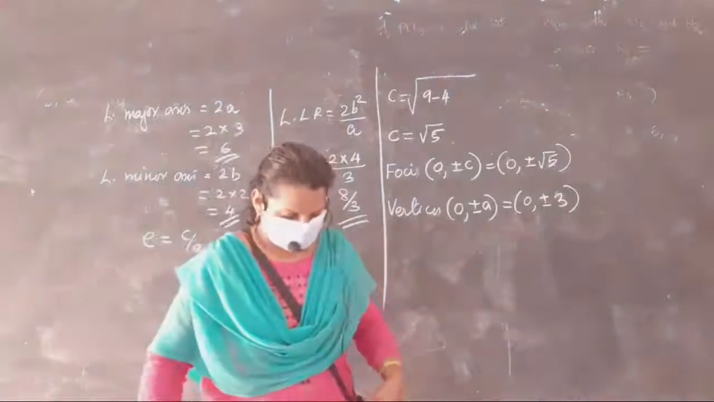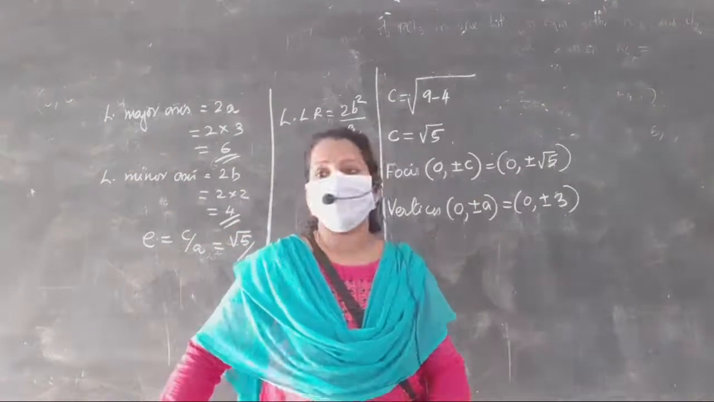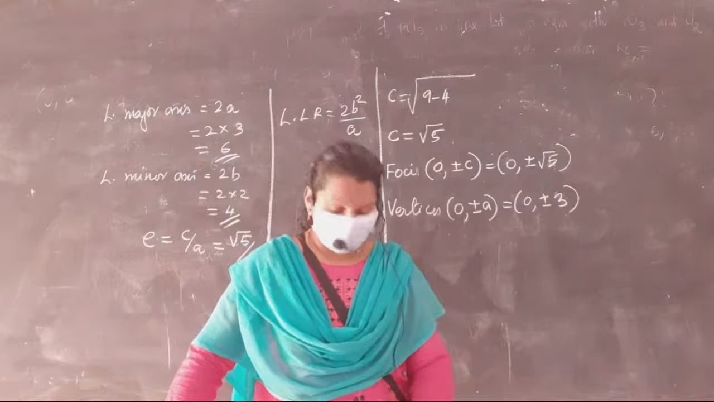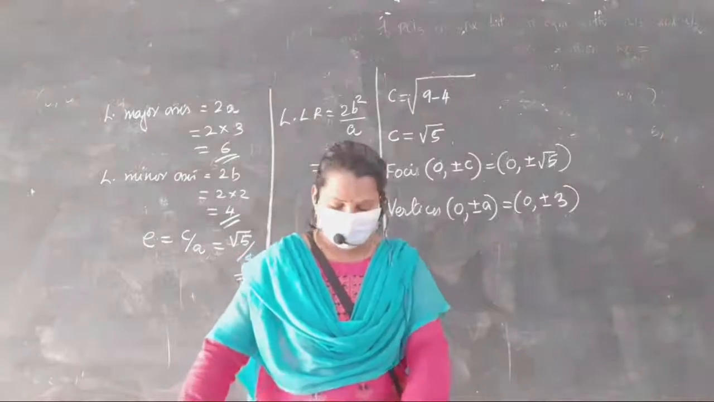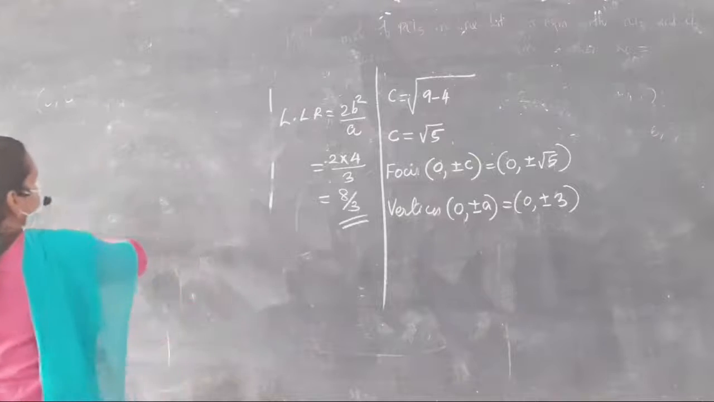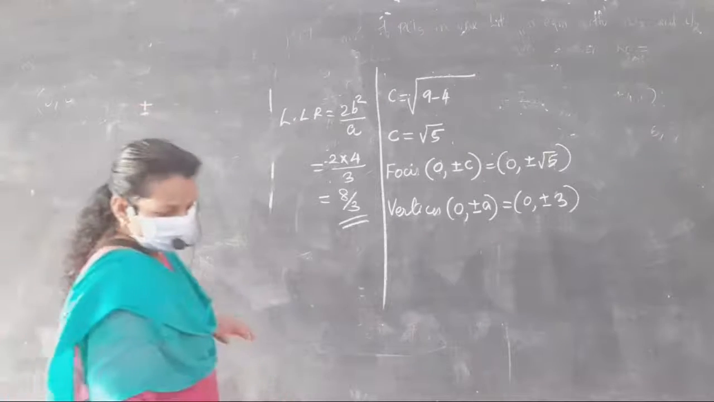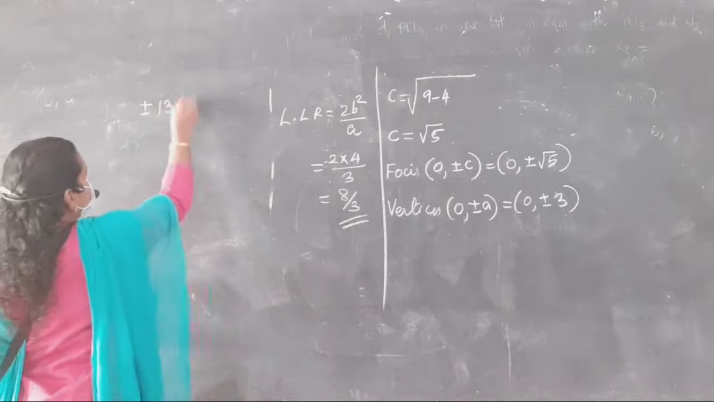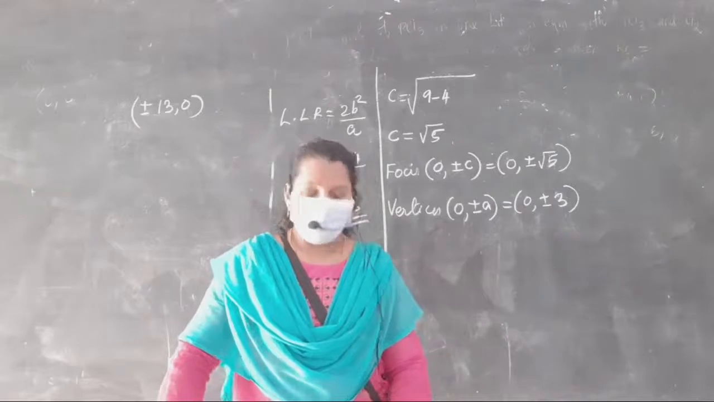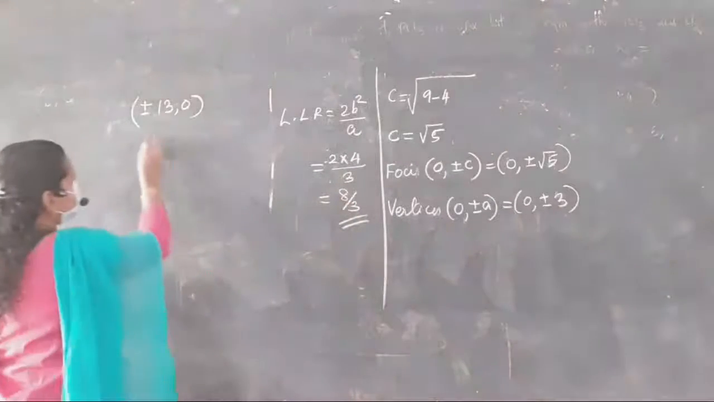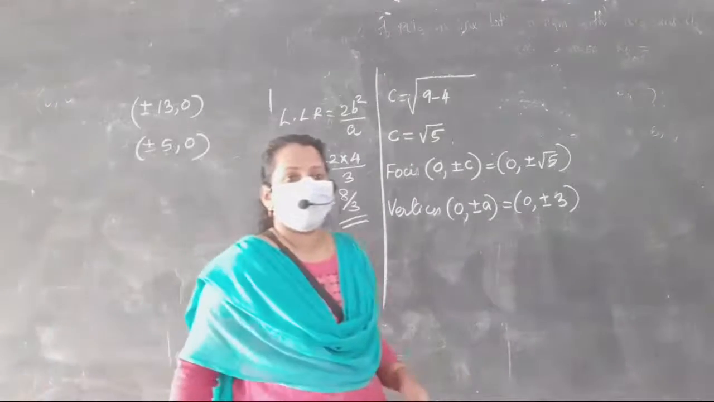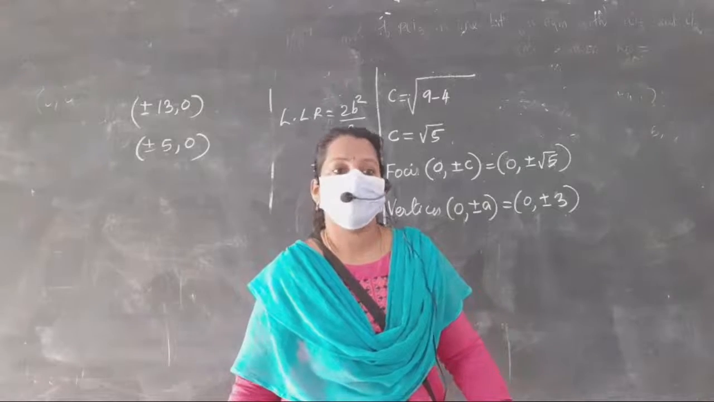Next one. Find the equation of the ellipse whose vertices are plus or minus 13, 0. And foci are plus or minus 5, 0.